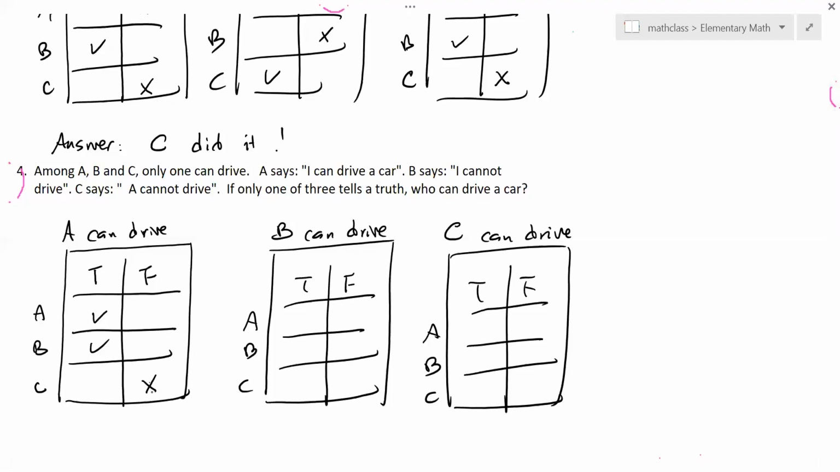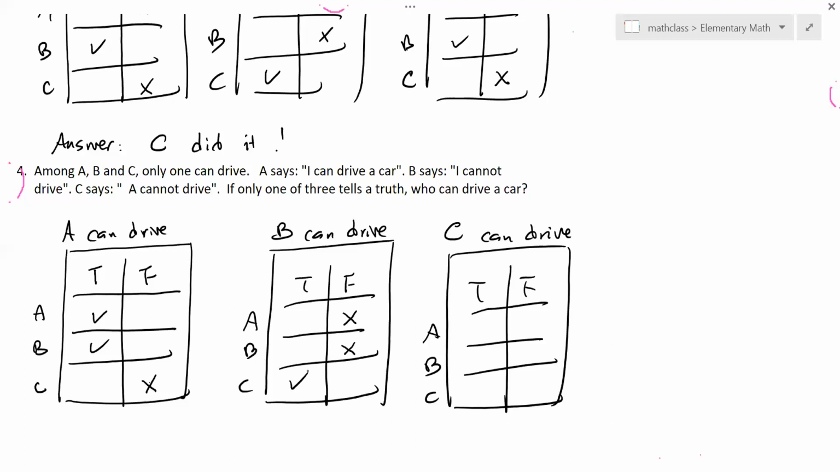Then the second assumption. So you have to divide into three cases. It's like programming, okay? Case one, case two, case three. Then this happens, that happens. This kind of idea is useful even in coding. So assuming that B can drive, A says I can drive, that's a false statement. And B said, I cannot drive. Actually, he lies, because he can drive. And C said that A cannot drive. That is a true statement, because only one person can drive, and that's B. So A cannot drive, yes.